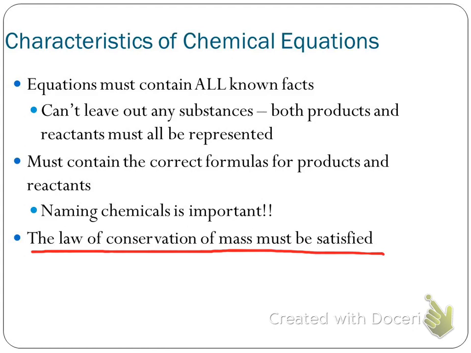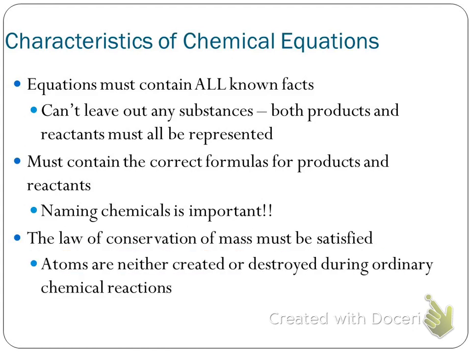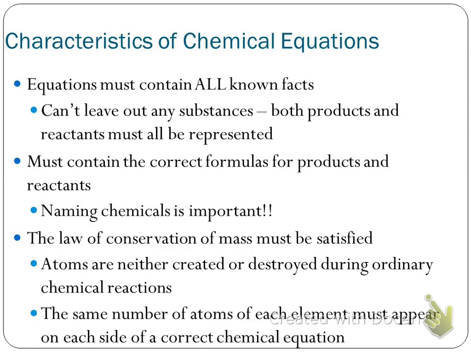So we're going to look at counting atoms individually when we balance our chemical reactions. Atoms are neither created nor destroyed during ordinary chemical reactions, and that's what we'll be looking at here. The same number of atoms of each element must appear on each side of a chemical equation. So if I start out with 4 oxygen atoms on the left, how many oxygen atoms do I have to have on the right? 4, right? They could be split 2 and 2 between 2 compounds, could be split 3 and 1, whatever it happens to be. It doesn't make a difference how they're distributed, but we have to have equal numbers on both sides.